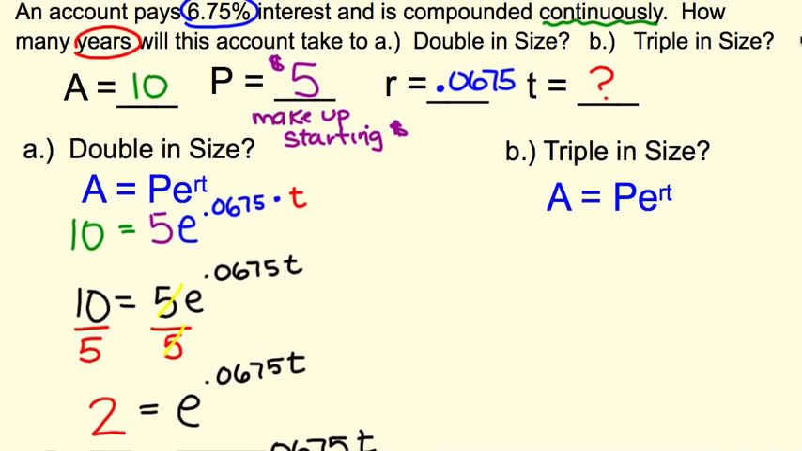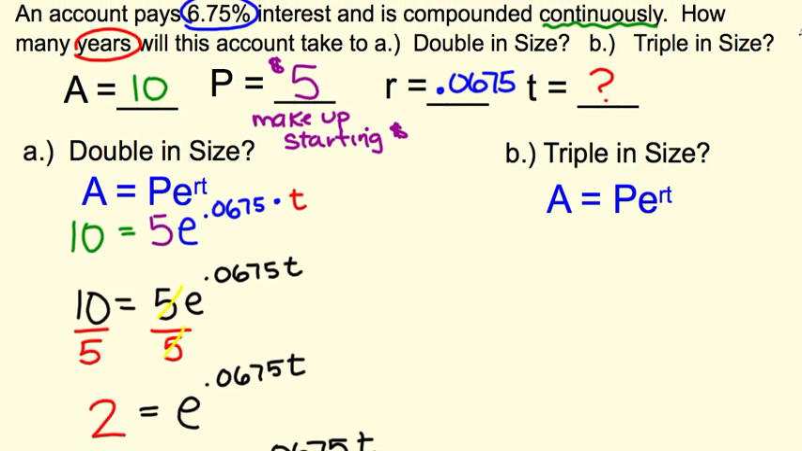Let's come over now to this part B. Now we want our money to triple. So we're going to assume we have $5 again in our savings account, and we want our money to triple. So what would it mean for our money to triple? Well, that's 5 times 3, which is 15. So I'm going to change that end amount now to 15.